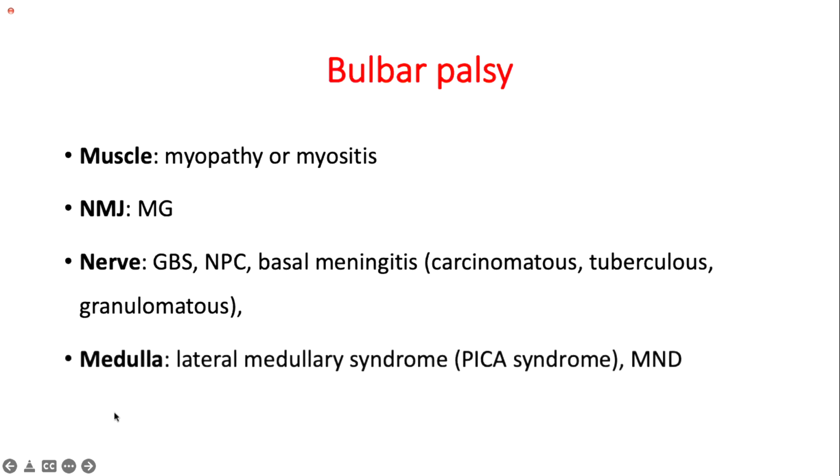Then as you come proximal, the most proximal would be the central nervous system, which is the medulla. Like a stroke, most common, lateral medullary syndrome, PICA syndrome, posterior inferior cerebellar artery syndrome. Or motor neuron disease, we did a whole lecture on that, where the patient presents with dysarthria. I showed you a video of a 65-year-old man. You heard him speak and having severe spastic dysarthria. Okay, trying to describe his family.